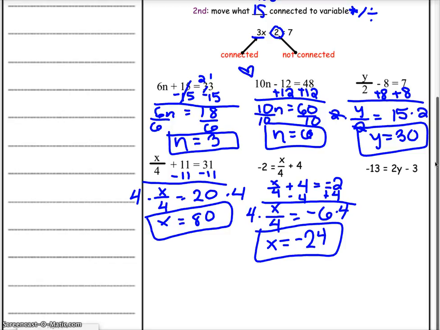Okay, one more. And I'll keep the variable on the right here. You can flip it to the left if you want. Add 3. Now here they're different signs, so you take their difference and determine which one has more. So I went 13 minus 3 is 10. I have more negative, so it's negative. Divide by 2 with the division bar, not a division symbol. And you get negative 5 equals y.